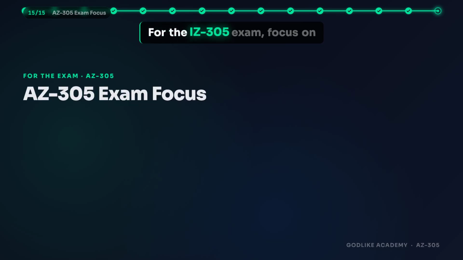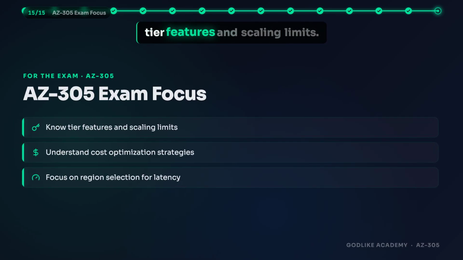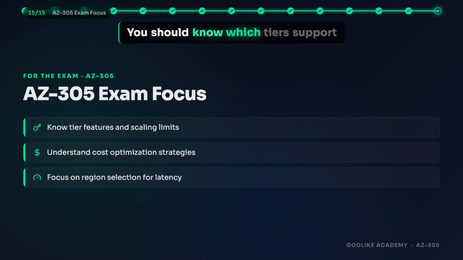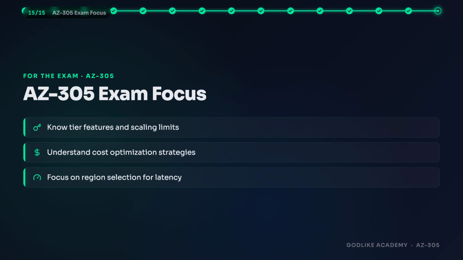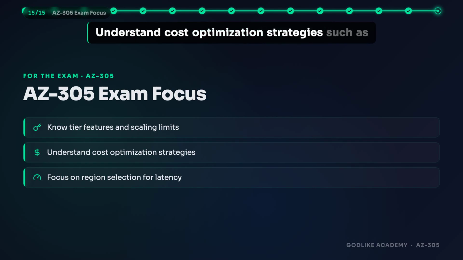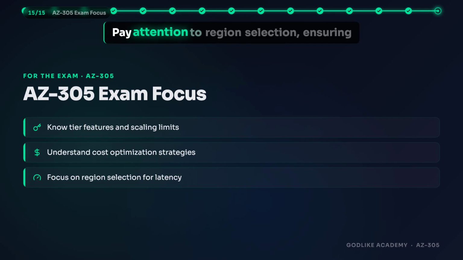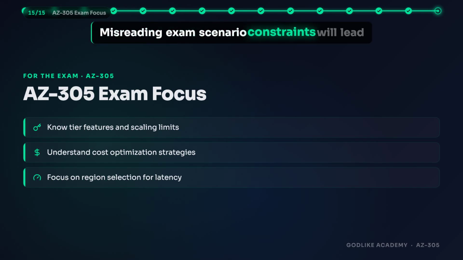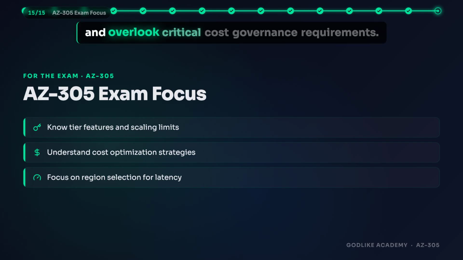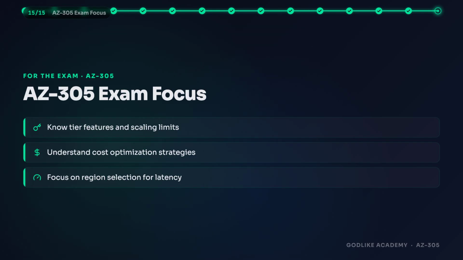For the AZ-305 exam, focus on tier features and scaling limits. You should know which tiers support auto-scaling, deployment slots, and VNet integration. Understand cost optimization strategies, such as right-sizing and cleaning up unused plans. Pay attention to region selection, ensuring your app service plan is in the same region as your database to minimize latency. Misreading exam scenario constraints will lead you to select unsupported tier combinations and overlook critical cost governance requirements.